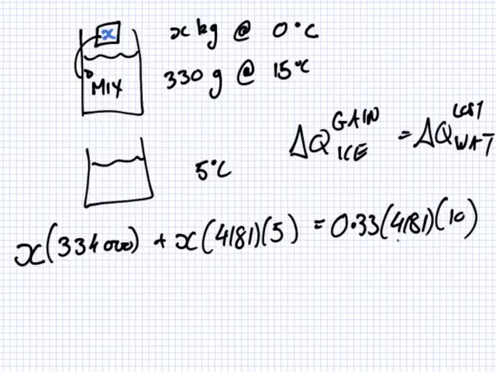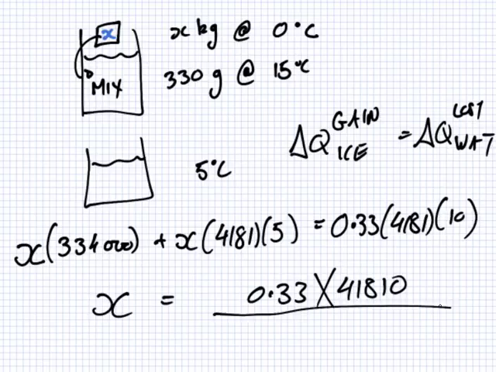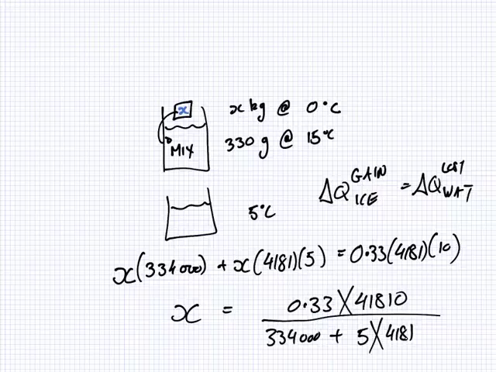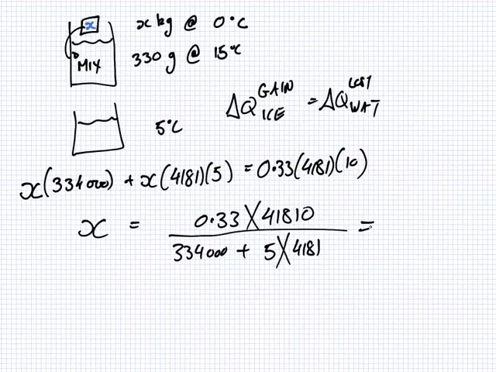Okay, so this doesn't actually look too bad. You can actually solve this as 0.33 times 41810 over 334000 plus 5 times 4181, and we have the x. Problem? No? Can you type this up, please? Thank you. Don't trust him now, he might not get it right.